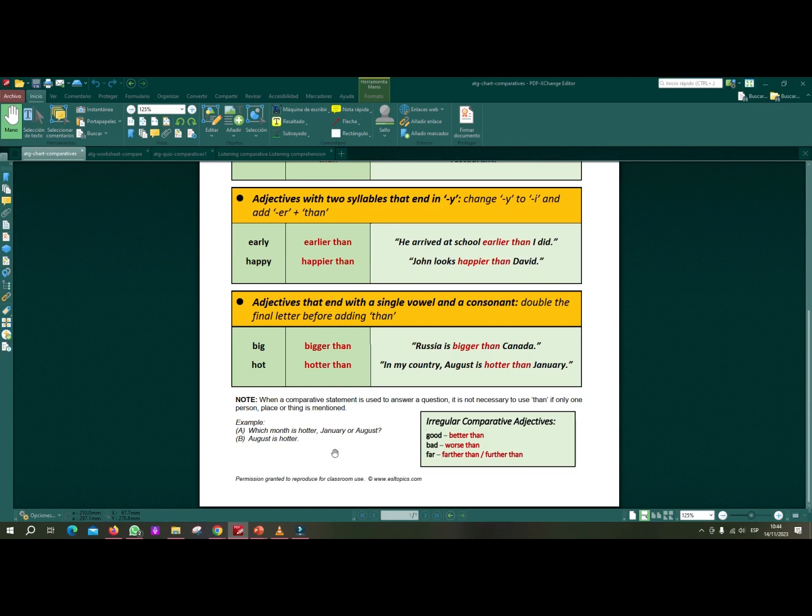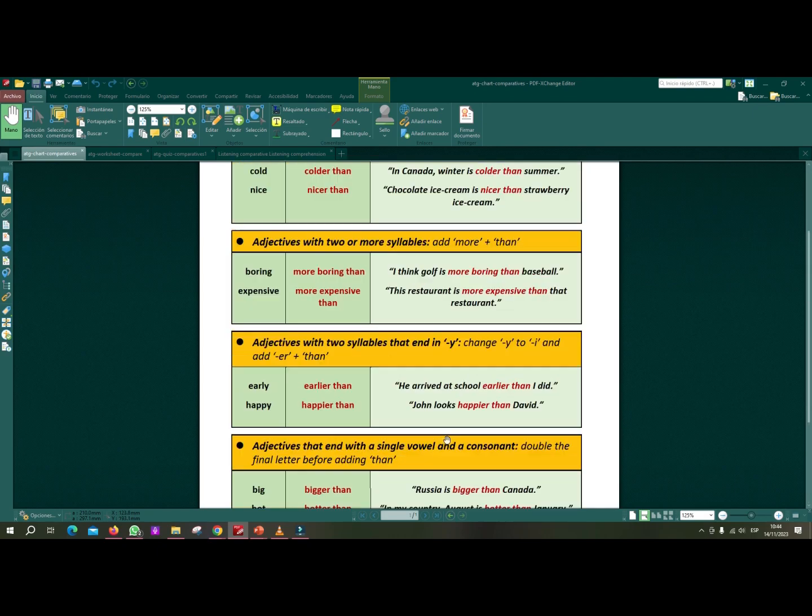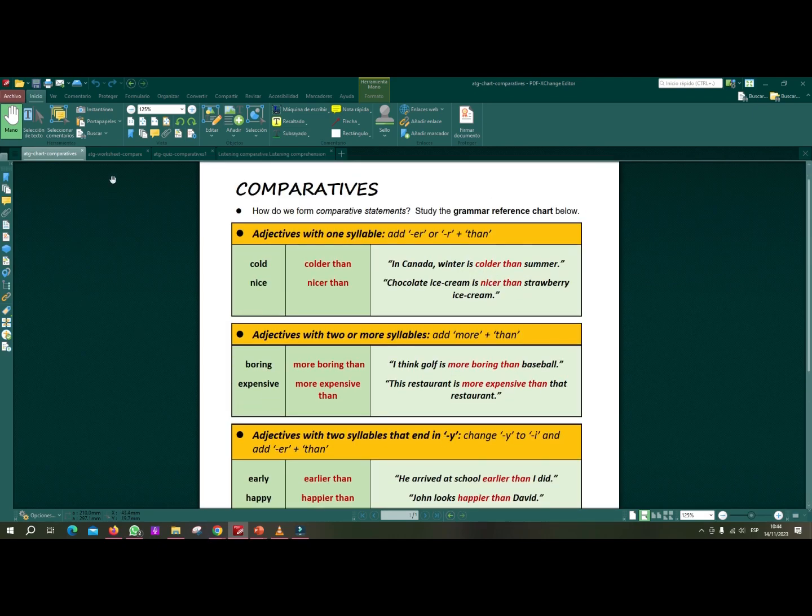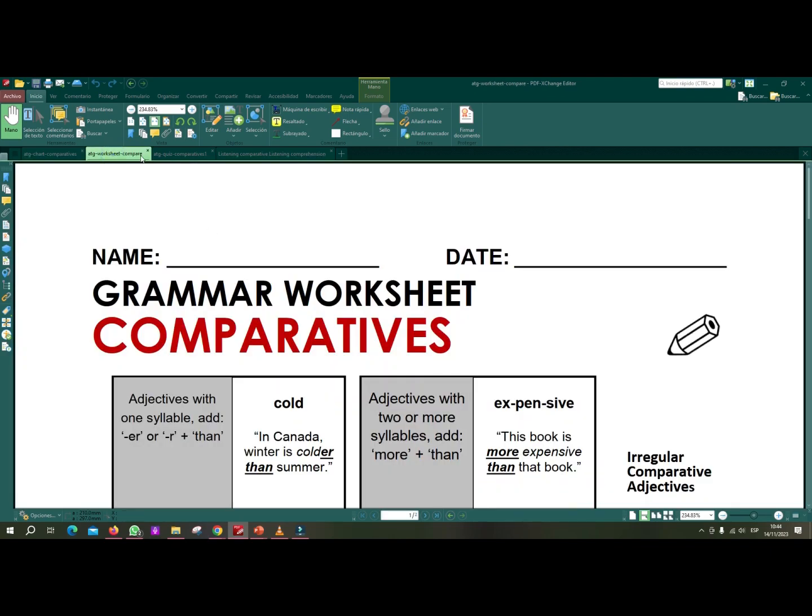Also, don't forget the regular comparative adjectives. Good, better than. Bad, worse than. Far, farther than, or further than, right? There you have two options. También tienen los adjetivos irregulares. No se olviden de ellos. Okay? So let's do the first exercise, girls.